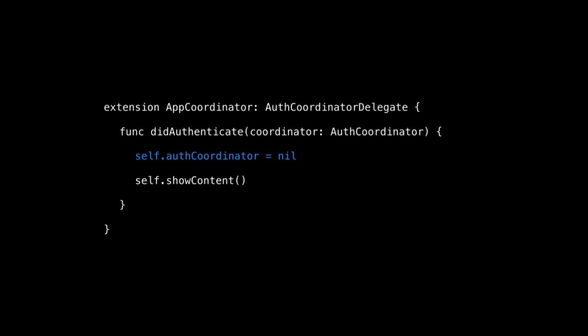It's done all of its work and we don't want it to exist anymore. Nil it out, it gets deallocated and so on and so forth. That's basically what it looks like to build a flow out of coordinators. You're adding an extra step in there.